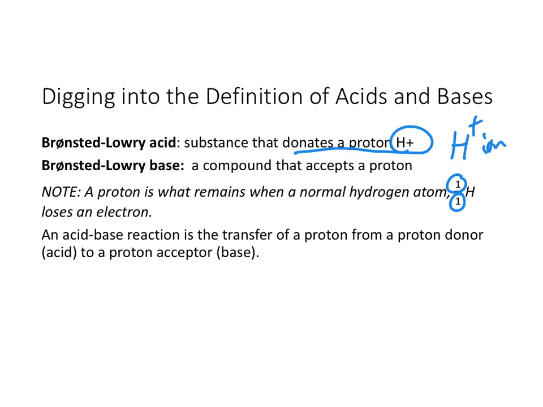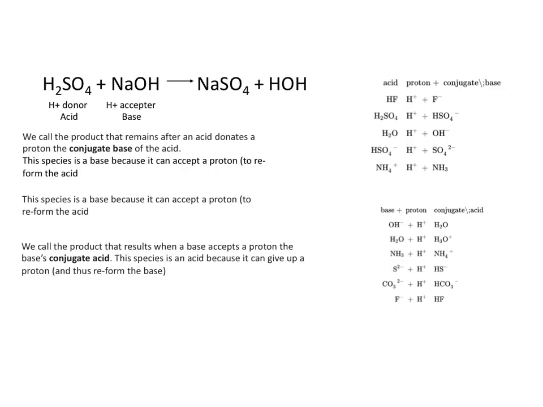A base then is the opposite of that. It is something that can accept that proton. So we can summarize that by saying that an acid-base reaction is the transfer of a proton from a proton donor, an acid, to a proton acceptor, a base. And we're going to make sense of that when we look at some actual reactions.